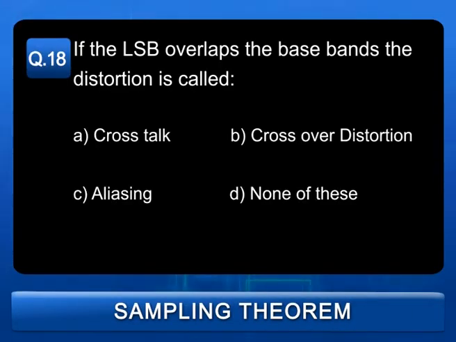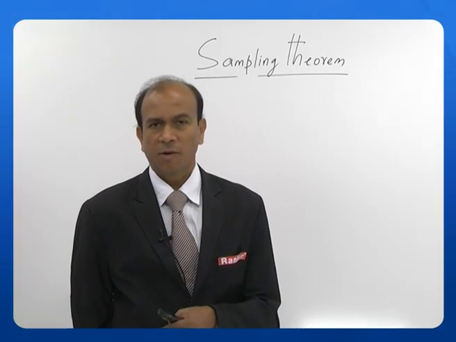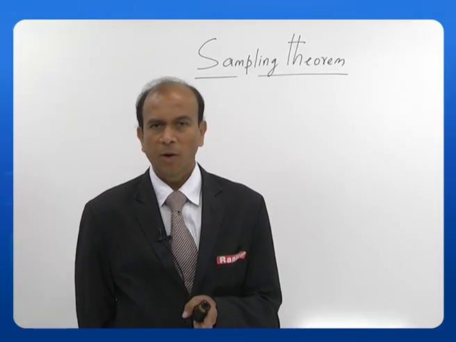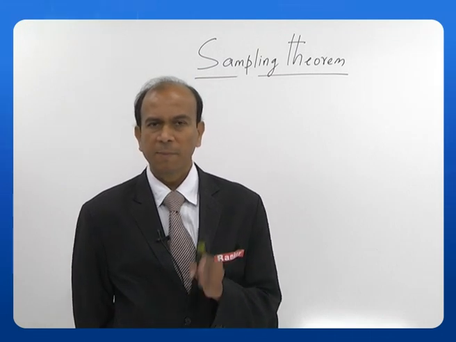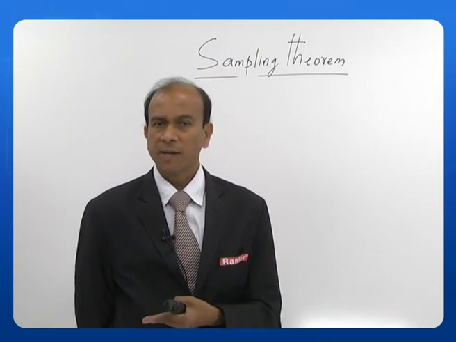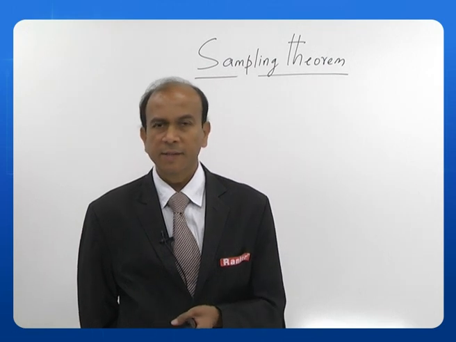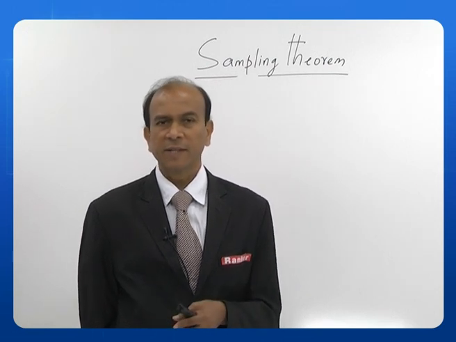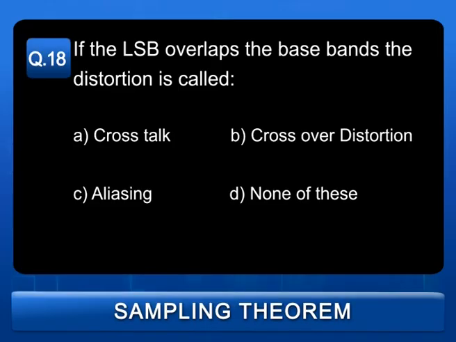18th question. If the lower sideband overlaps the baseband, the distortion is called A. Crosstalk, B. Crossover distortion, C. Aliasing, D. None of these. So, this is another way of asking the question on aliasing. Now, we are talking about a lower sideband. If it overlaps the baseband signal, the distortion is called aliasing. In any way they ask, whenever there is an overlapping of different frequencies, it is called aliasing. So, the answer is C.